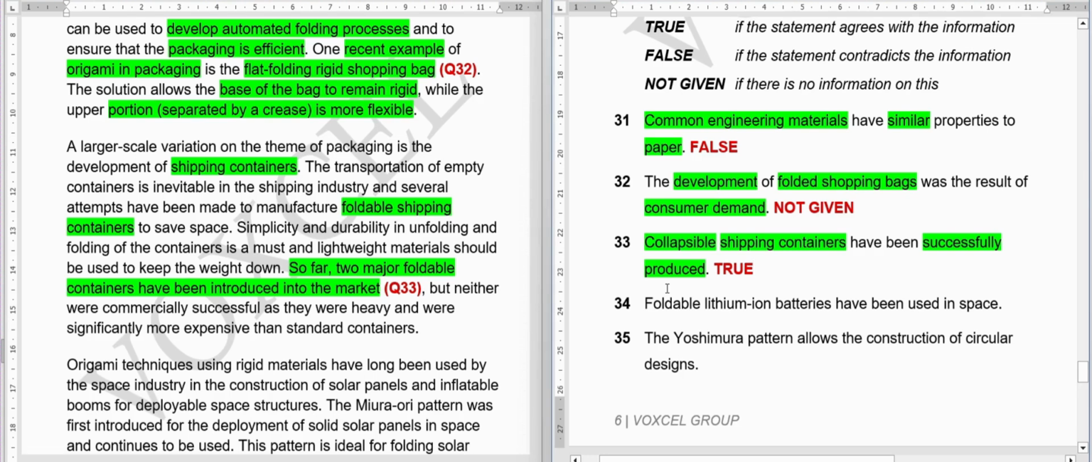So were we able to make them successfully or not? That is the ask of the question. The question is not asking whether they were a success in the commercial market. We don't have to concern ourselves with this. So let me tell you why it is true and why it is not false. Listen very carefully. They are saying that two major foldable containers have been introduced in the market. Foldable, basically collapsible shipping containers. So these two containers were introduced into the market.